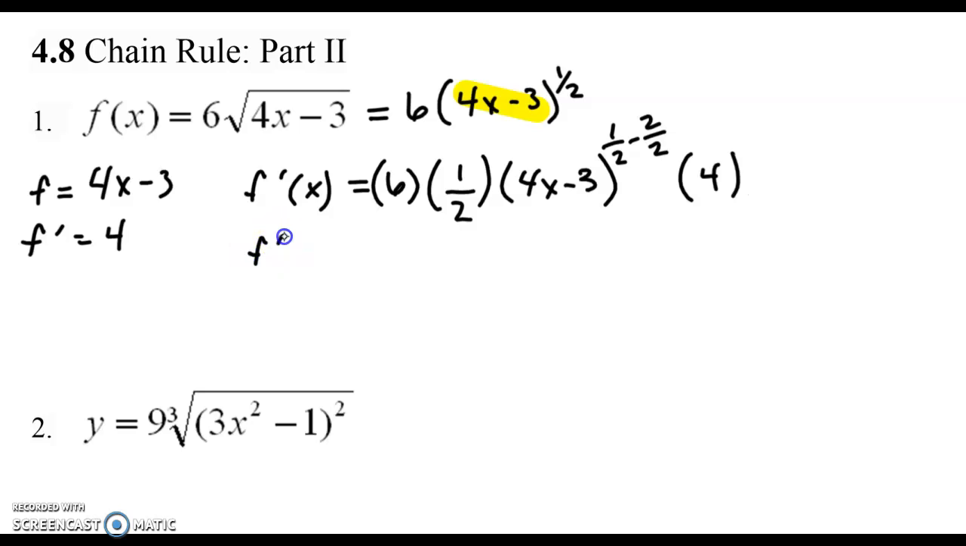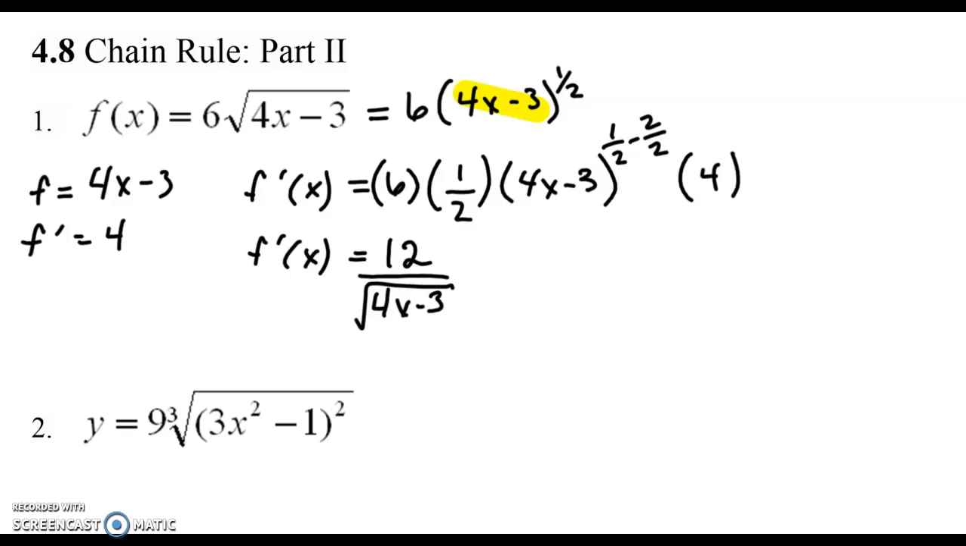Okay, then we can simplify a few things here. We've got 6 times a half, which is 3, multiplied by 4, which is 12. And then here I can see this exponent is going to be a negative half. The negative makes that go into the denominator, and an exponent of a half means square root. And there you have it.